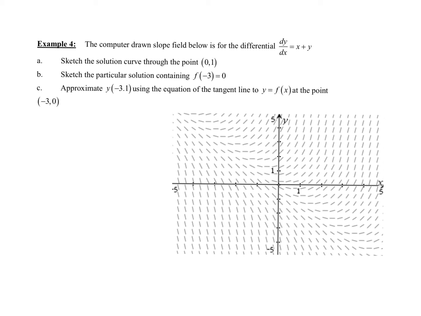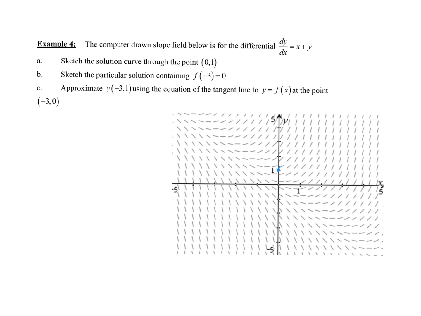So the first thing they ask you to do is to sketch a solution curve through the point (0, 1). Basically, a slope field shows you all of the different possible values of the slopes of your equation, depending on what your c value was. So for the solution curve through (0, 1), we're going to draw a point at (0, 1).